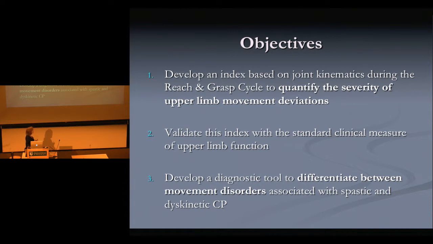Then we needed to validate this index with standard clinical measures. And third, develop a diagnostic tool to differentiate between the different types of movement disorders, specifically looking at spastic versus dyskinetic cerebral palsy. And I'm focusing on those two groups because those were the two largest populations. I only had 2 children in the ataxic cerebral palsy population. That's obviously not enough to do any statistics.